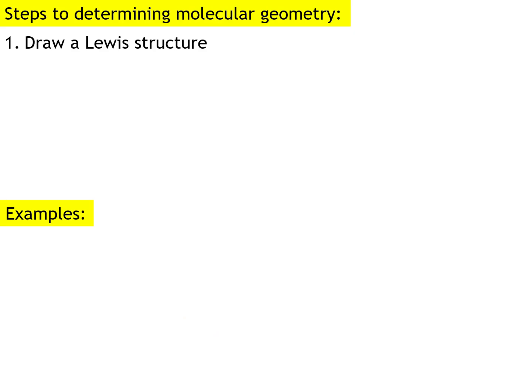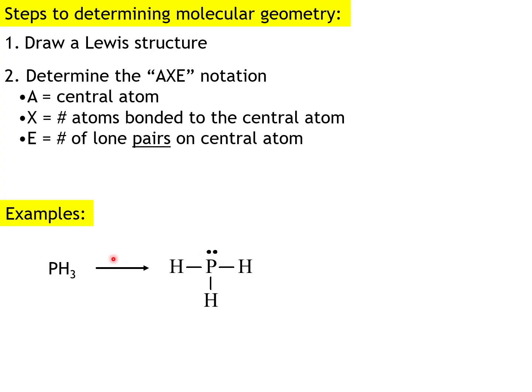All right, so steps to determining the molecular geometry. First step, draw a Lewis structure. For PH3, the correct Lewis structure would be like this: 3 hydrogens attached to the phosphorus with 1 lone pair. Now you want to determine the AXₙ notation, also called VSEPR notation. I just call it AXₙ notation because we use the AXₙ chart in order to determine it.